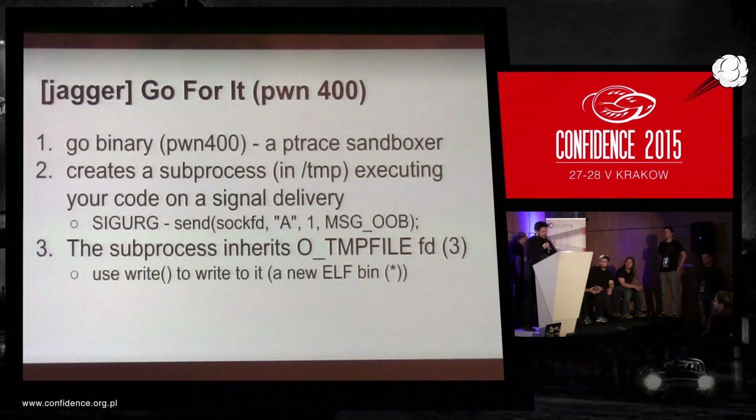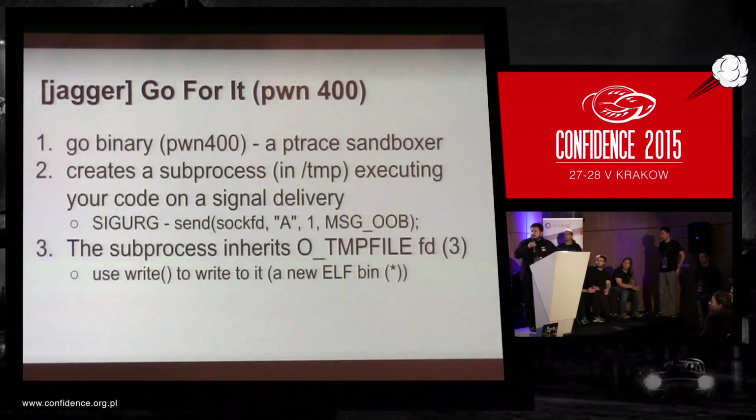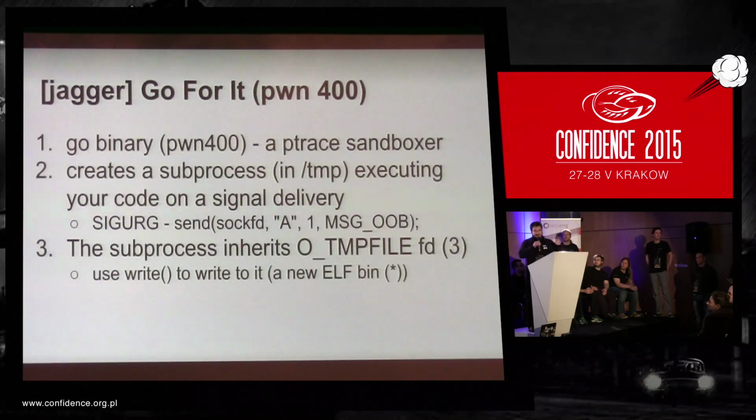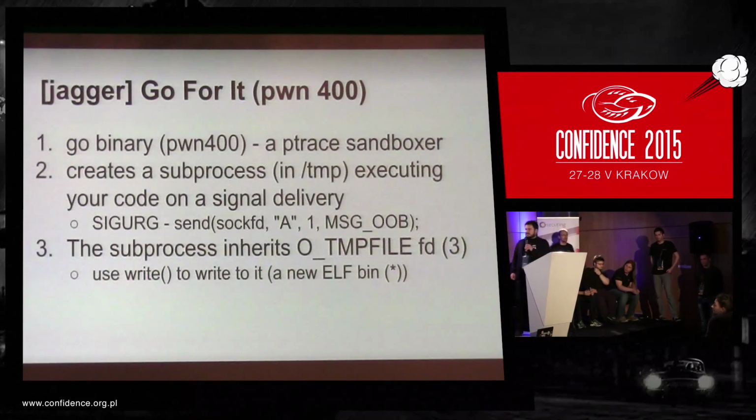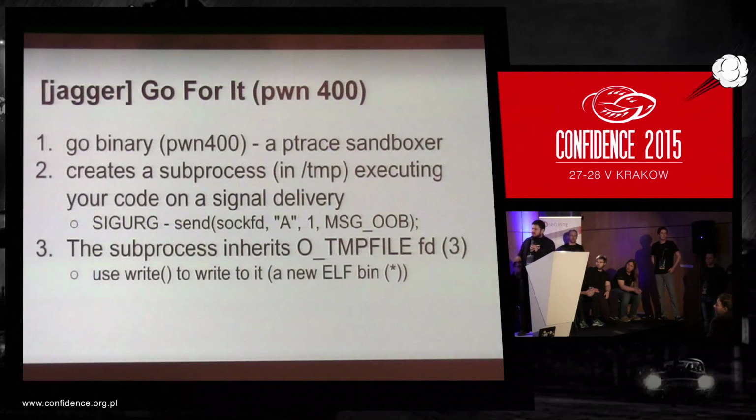All right, so it's a simple sandboxer. It uses ptrace, obviously, and it spawns an additional process in DMP, executes it and sandboxes it. First of all, you need to get remote code execution in your process, and you need to deliver the URG signal. You can do it by setting the so-called urgency flag in the TCP packet, in your client code like that with MSG_OOB. The process also inherits a file descriptor which is open with this flag, so it's not visible on the file system, but you can still write to it.